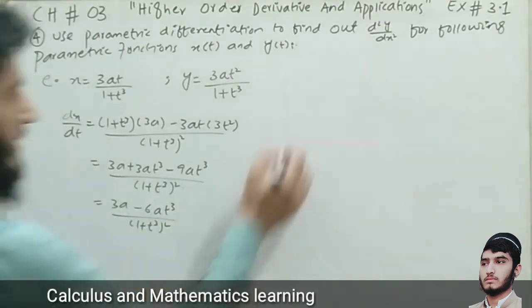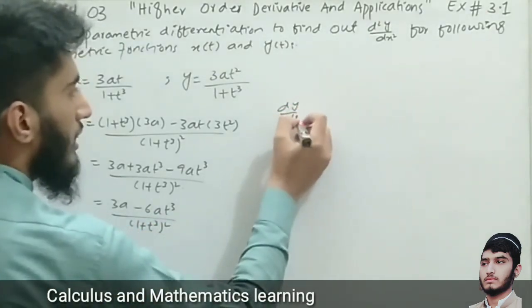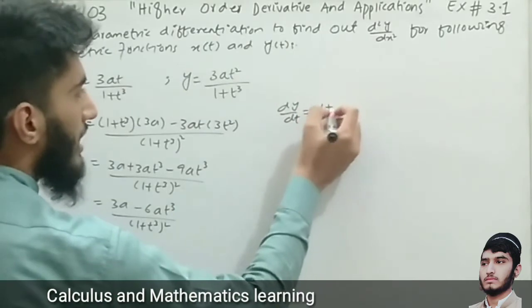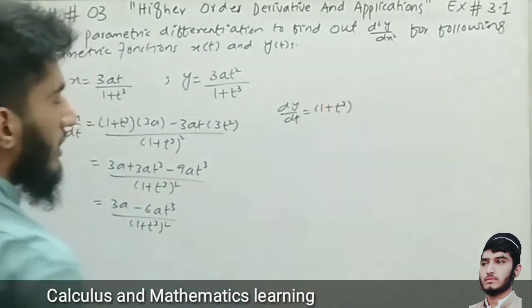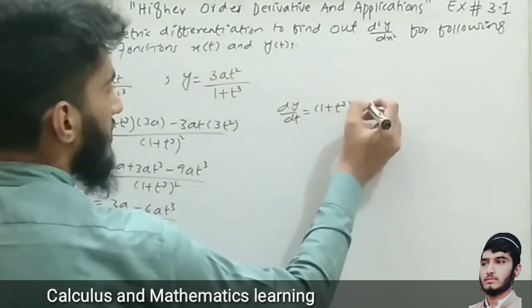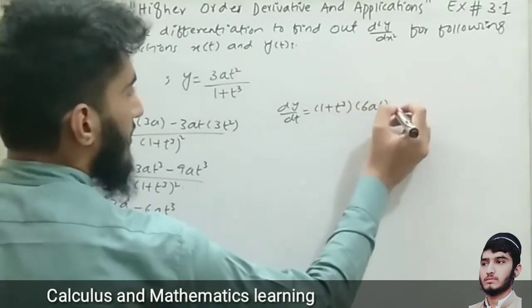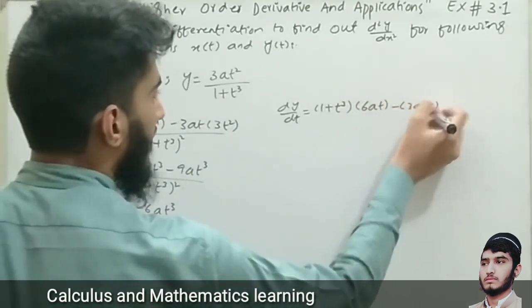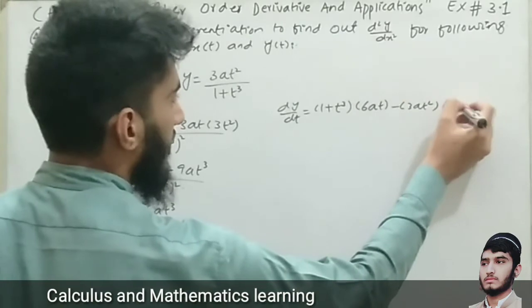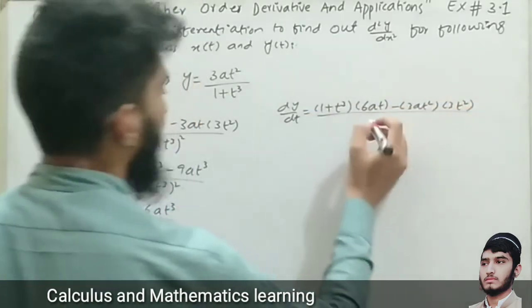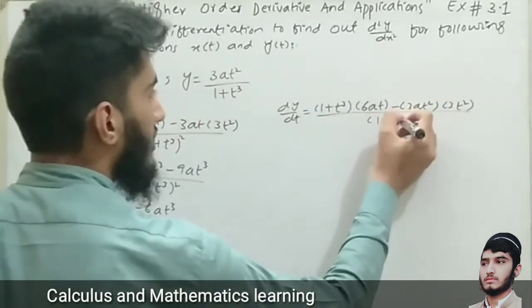This is dx by dt. For dy by dt, using the quotient rule, the second function is 1 plus t cube, and the derivative of the first function will be 6at minus 3at square, and the derivative of the second function is 3t square, whole divided by (1 plus t cube) whole square.